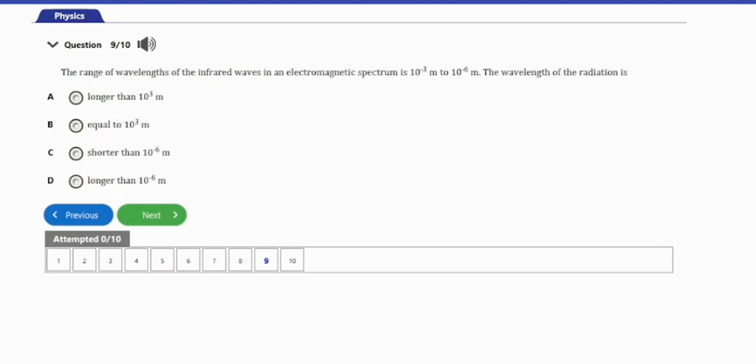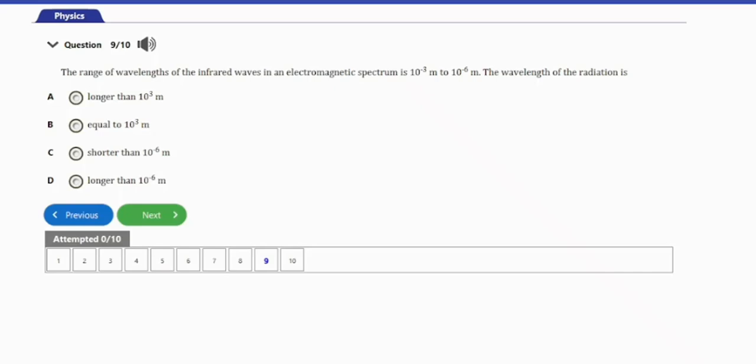That's question number 9 here. It says, the range of wavelengths of the infrared waves in an electromagnetic spectrum is 10 to the power of negative 3 meter to 10 to the power of negative 6 meter. The wavelength of the radiation is A, longer than 10 to the power of 3 meters, B, equal to 10 to the power of 3 meters, C, shorter than 10 to the power of negative 3 meters, D, longer than 10 to the power of negative 6 meters.